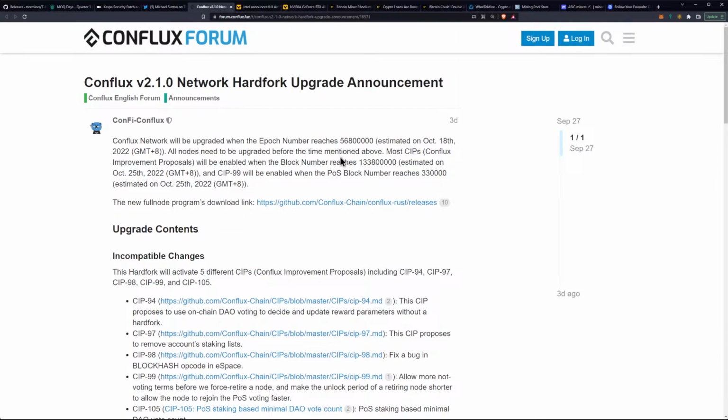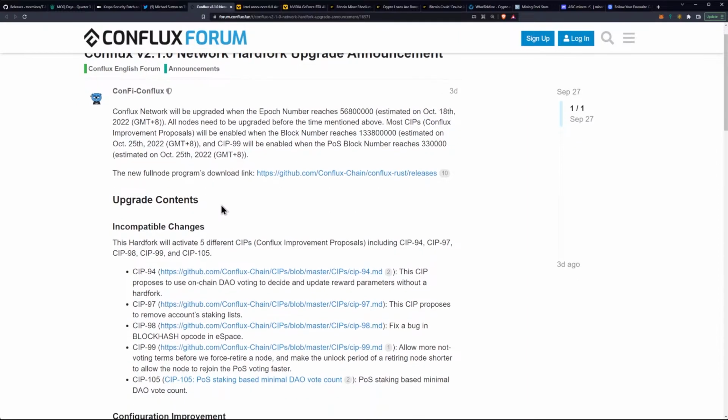Most CIPs, which are Conflux improvement proposals, will be enabled when the block number reaches 133,800,000, estimated to happen on October 25th, 2022, same time zone. And CIP 99 will be enabled when the POS, proof of stake block number, reaches 330,000, estimated to happen on October 25th, 2022. The full nodes programs download link is at their GitHub, and links are down in the description so you can go find it for yourself if you need to upgrade your node.